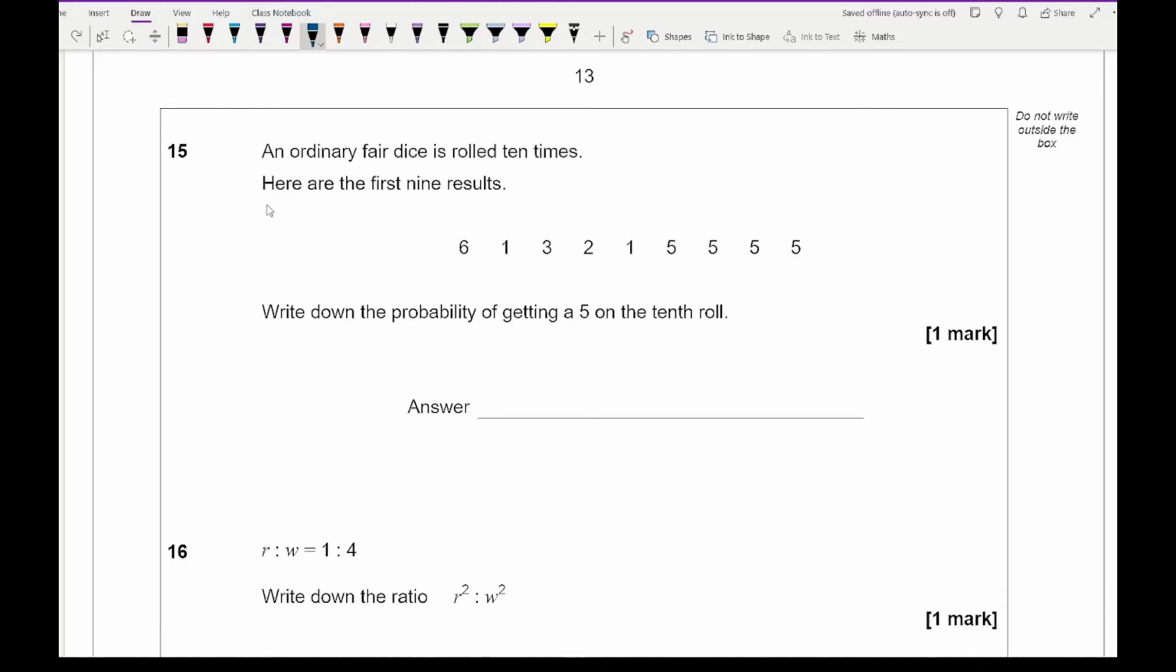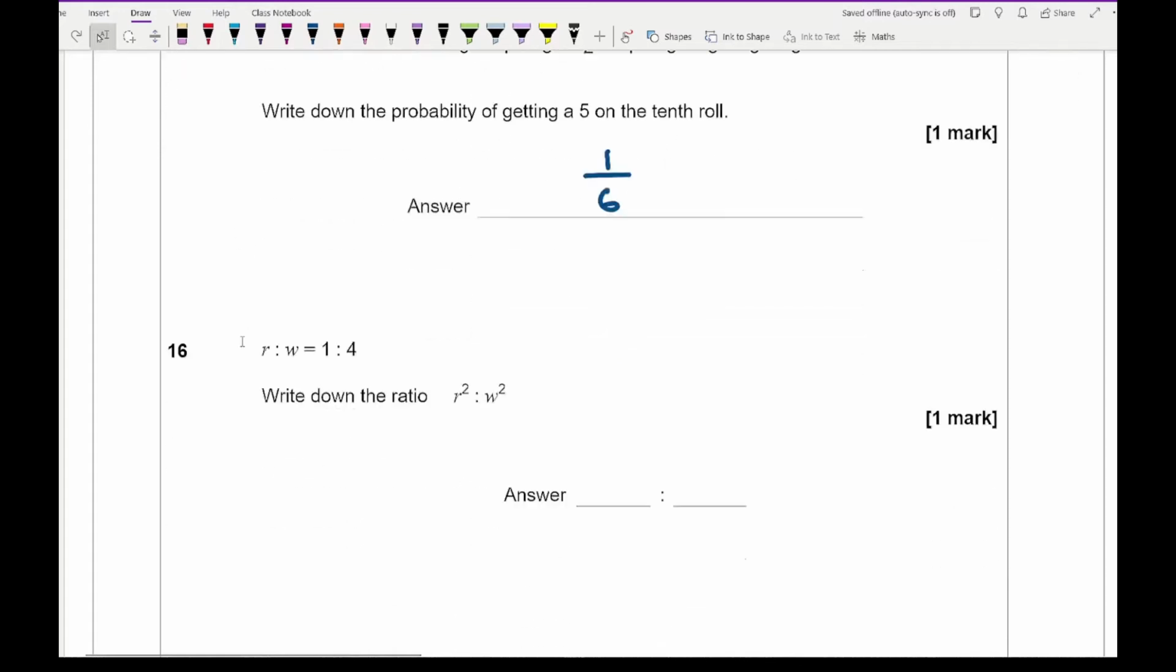So what's the chance of rolling a 5 on an ordinary die? Well, the answer is going to be 1/6. Don't forget the basics. The question doesn't mention relative frequency, which is where you're using previous results. This is just flat out asking you the probability of getting a 5 on a die.